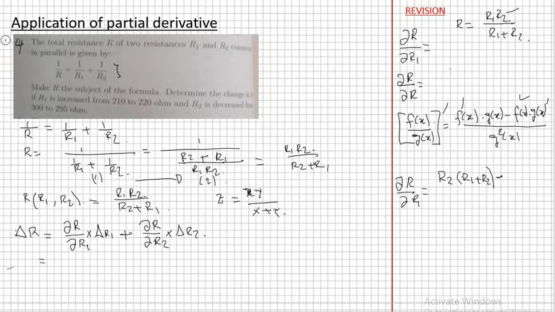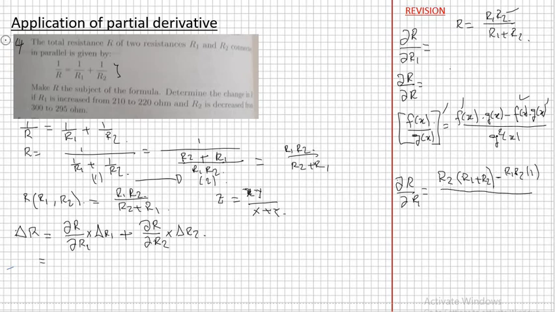So f of x is r1 multiplied by r2, and then I have to derive g of x. So if I derive g of x, it is the sum of r1 and r2. So if we derive g of x with respect to r1, we're going to treat r2 as a constant, and the derivative of r2 gives 0. But if we derive r1, we get 1.